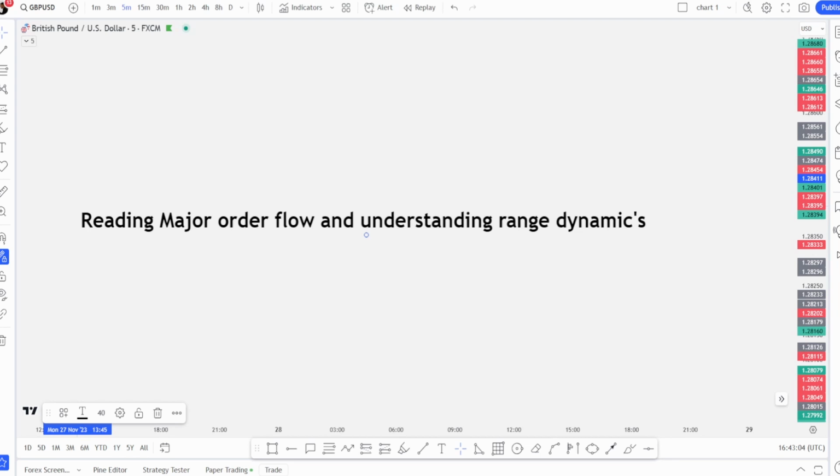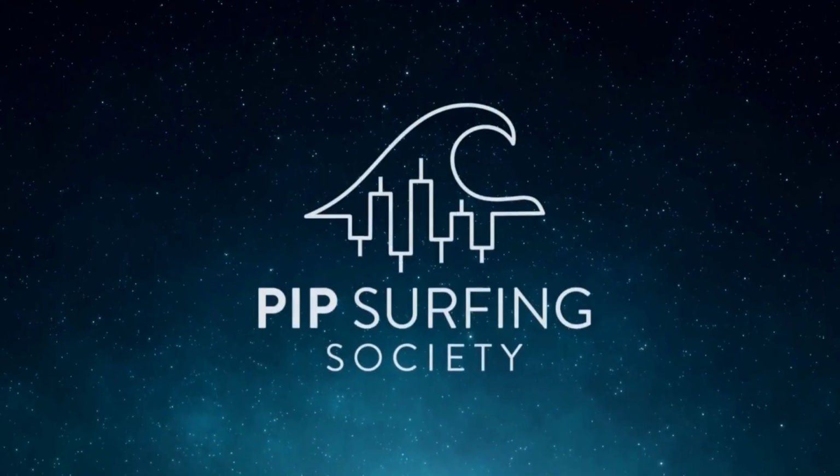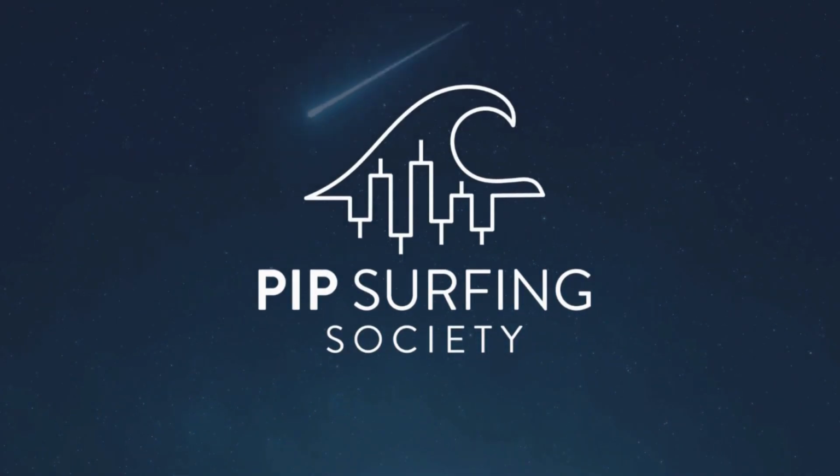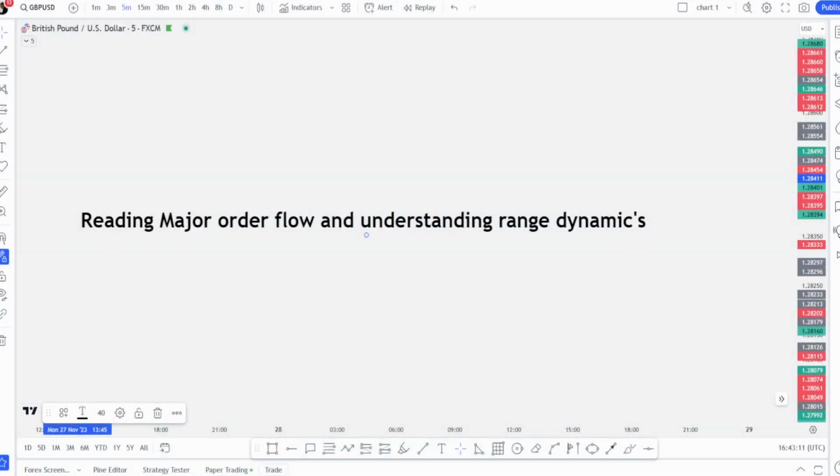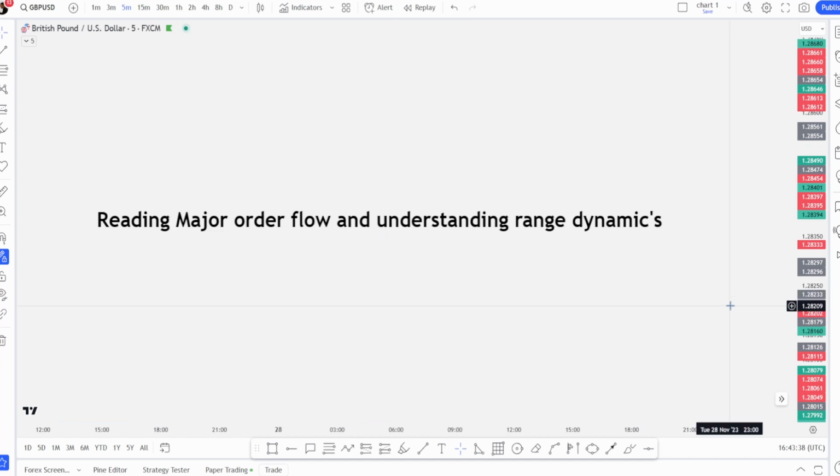In this session, we are going to be talking about how to read major order flow and understand the individual range dynamics. Now, this may sound confusing to some and it may seem complex in a way, but it's really not. It's just having a very consistent understanding of probabilities within your major order flow. Again, this is only going to be understandable if you have watched the first video, which is how to read major order flow within the 5-minute time frame.